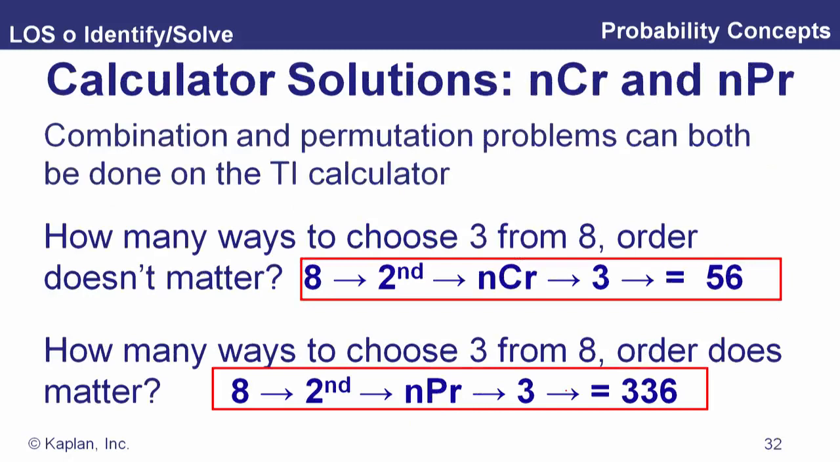And here's the calculator buttons for those solutions on the TI calculator. How many ways to choose 3 from 8? Okay. N is 8. We use the second function, the nCr key, and 3 is our R, and then equals, we get 56. If we do nPr in that same sequence, permutations, we get 336.